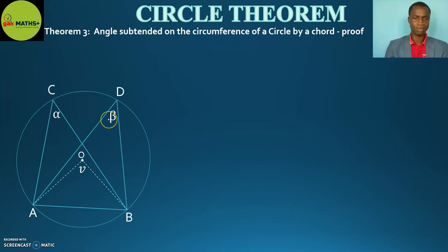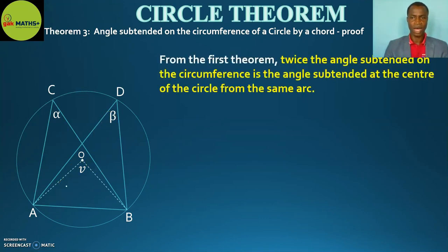Similarly, 2 times beta is equal to V. So we have twice the angle subtended on the circumference is the angle subtended at the center of the circle from the same arc. So we have 2 times alpha is equal to V. That gives us equation 1. And our equation 2 is 2 times beta is equal to V.